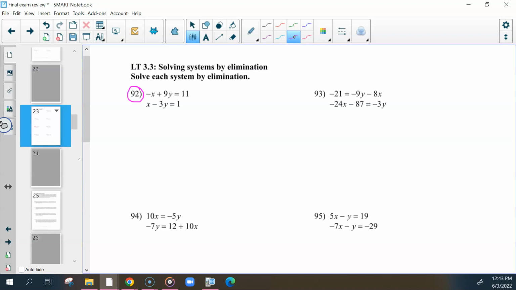So 3.3 is solving systems by elimination. Leah, on the shelf above you. Red. Yep.